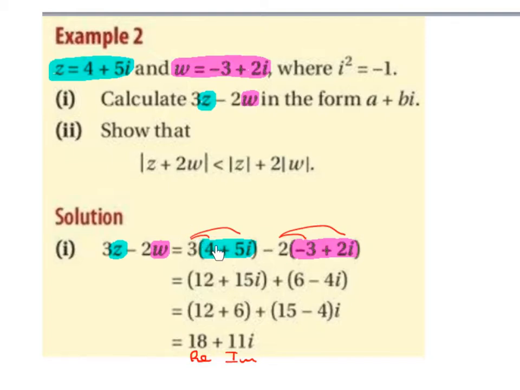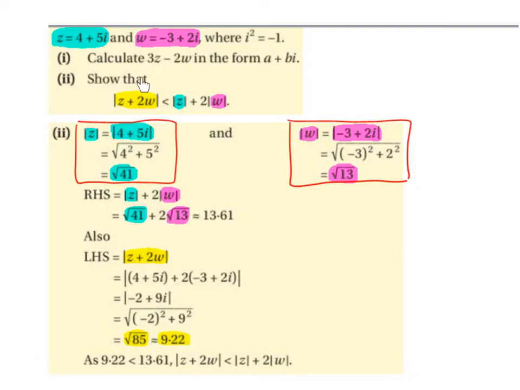So 3 times 4 is 12, 3 times 5i is 15i, minus 2 times minus 3 is 6, minus 2 times plus 2i is minus 4i. Next we put the real parts together. 12 plus 6 gives me 18. And 15i minus 4i gives me 11i. So the answer is 18 plus 11i. Make sure the real part comes first.